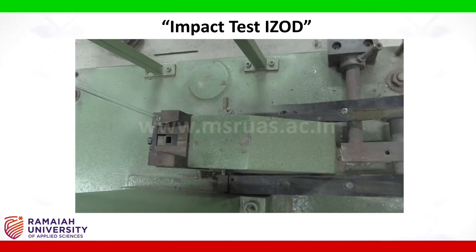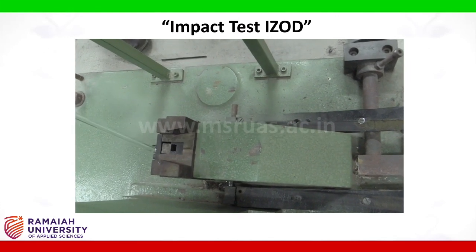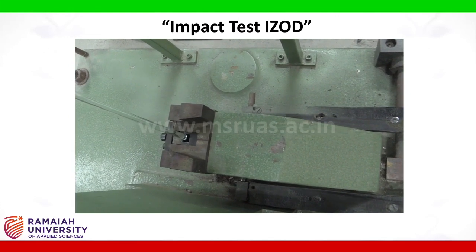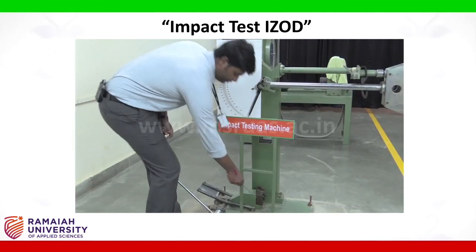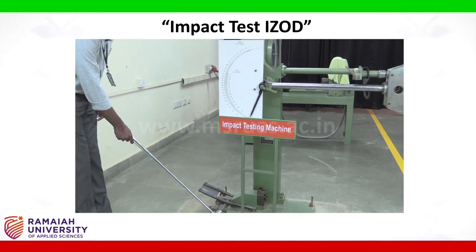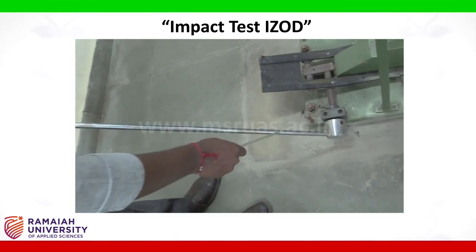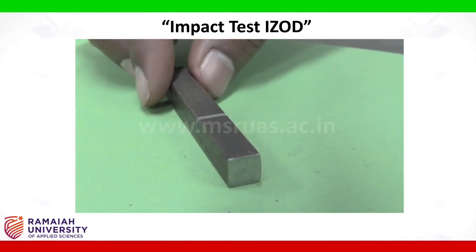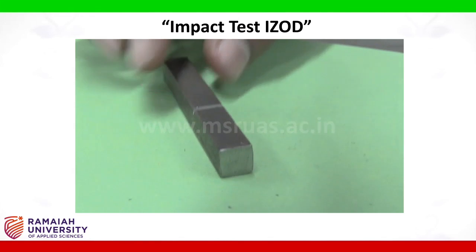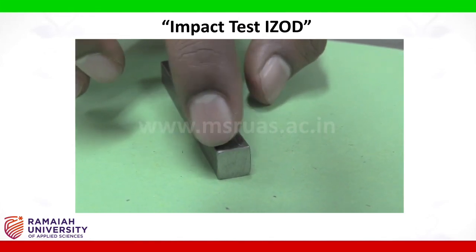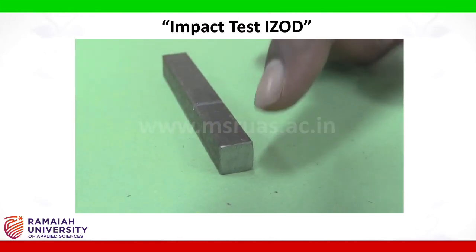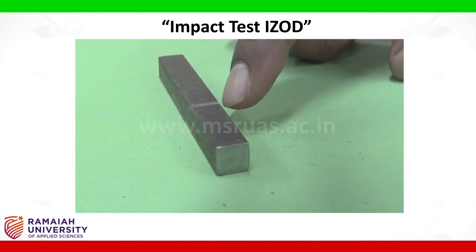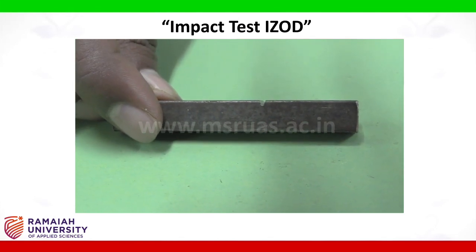Specimen holder, this is the specimen holder. Here for the Izod test, we need to fix the specimen into this holder. Then brake. This arrangement is provided to stop the movement of pendulum. To find the impact strength of the mild steel, take a specimen which has cross section dimension 10 mm by 10 mm and of length 75 mm. In that, you need to make a V-notch of depth 2 mm.